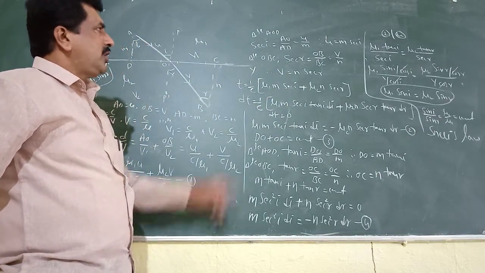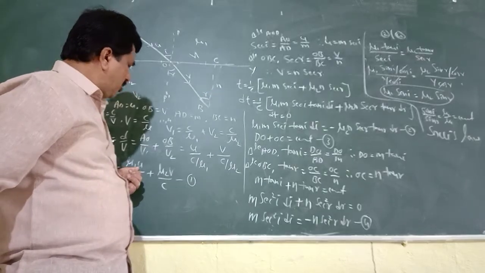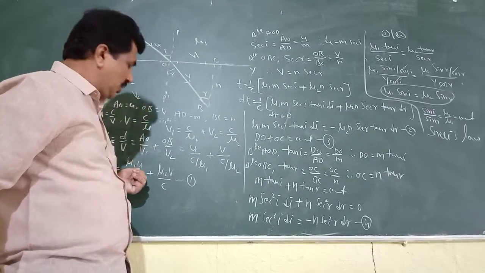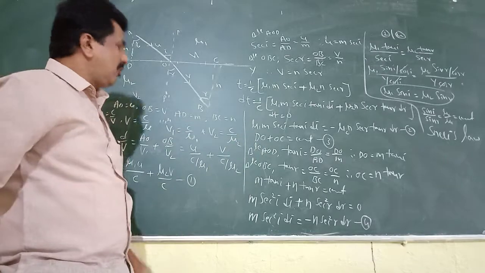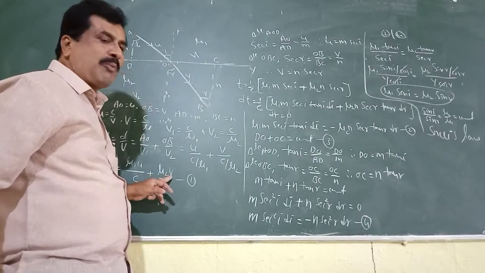Now U is equal to M sec I is substituted in equation number 1 instead of U, and V is equal to N sec R is substituted instead of V.